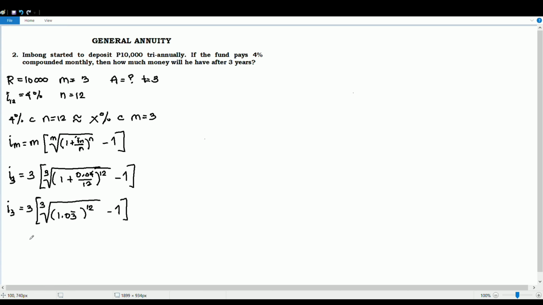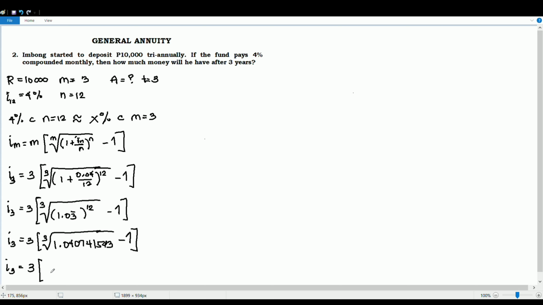So we have to get the power of 12 and then the third root of the radicand. The power of 12 of 1.03333333 is 1.0407 41,543, minus 1. And then we have to get the third root of the new radicand.